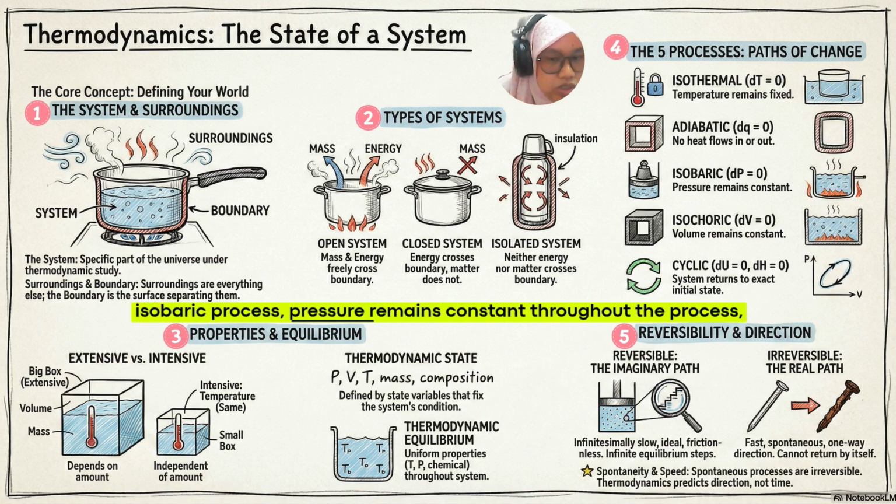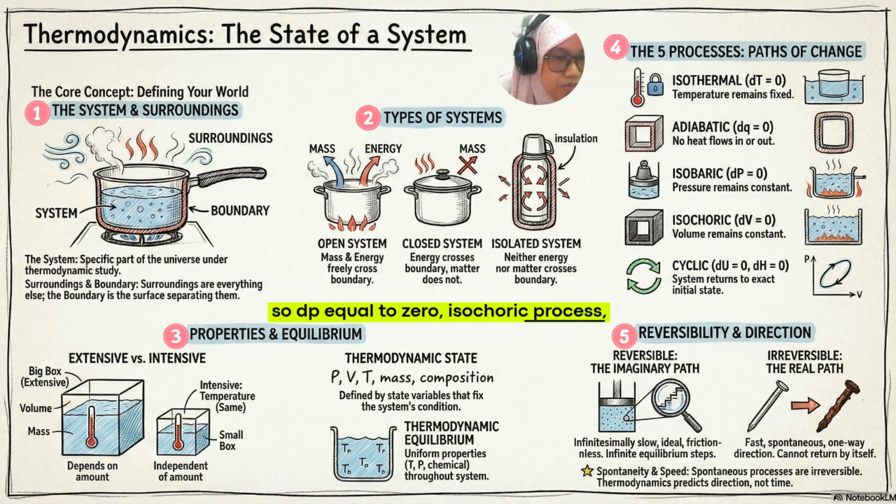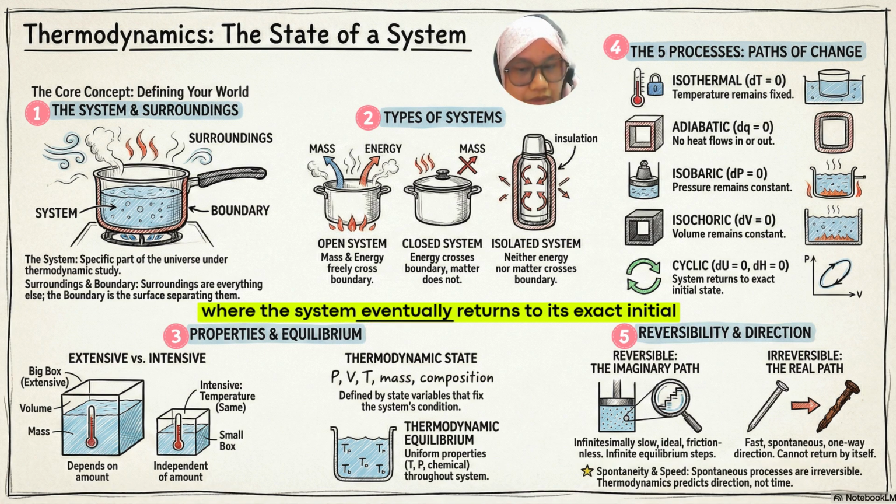Isobaric process, pressure remains constant throughout the process, so dp equal to 0. Isochoric process, volume is locked, no changes in volume, so dv is 0. And lastly, cyclic, where the system eventually returns to its exact initial state. So here the internal energy change will become 0.